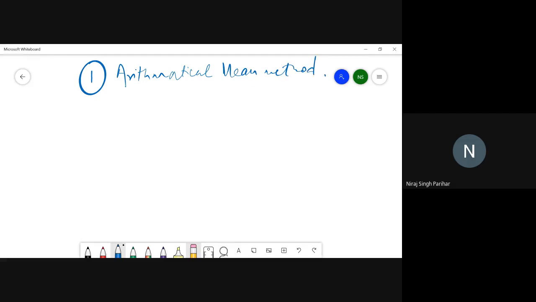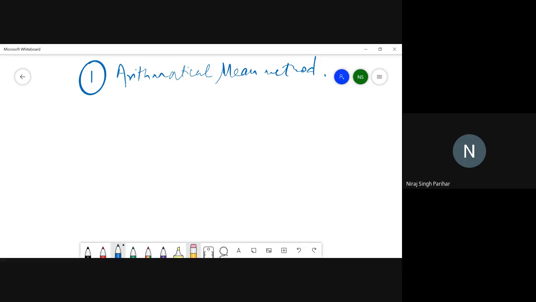Right. पहले हम इसी को डिस्कस करते हैं, arithmetical mean method. So as the name suggests, this method is a very simplistic method, right? So what you have to do, you just have to find out a simple average of all the rainfall values you have corresponding to n number of stations.